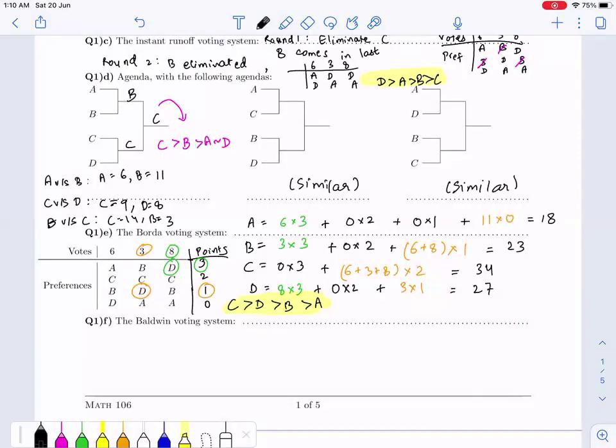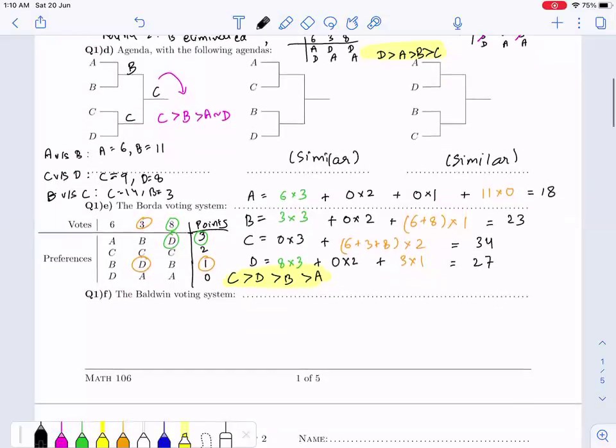But if you assign points and you also consider the other preferences like second top choice, third top choice, and so on, not just the absolute top choice, then you see that C gets the highest weight. This makes more sense to me, at least. Seems more reasonable.